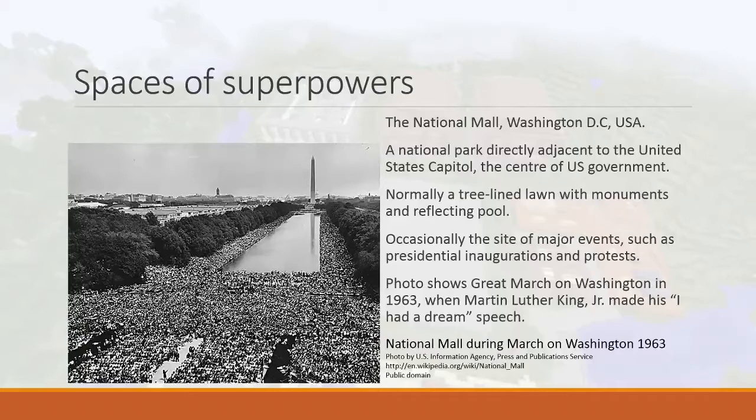So the National Mall in the United States is a national park directly next to the federal capital, I mean, the center of US government. Normally it is a tree-lined lawn with a few monuments nearby and a reflecting pool in the middle. So you see the reflecting pool there, and there's the, is that the Washington Monument? I think it is. And then there's other buildings around it, and then the Capitol, I think, is in the distance. Yeah, behind the monument there.